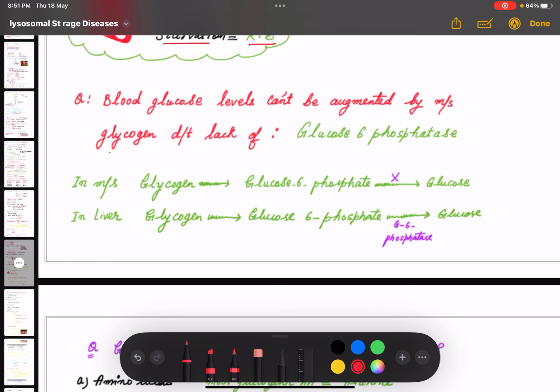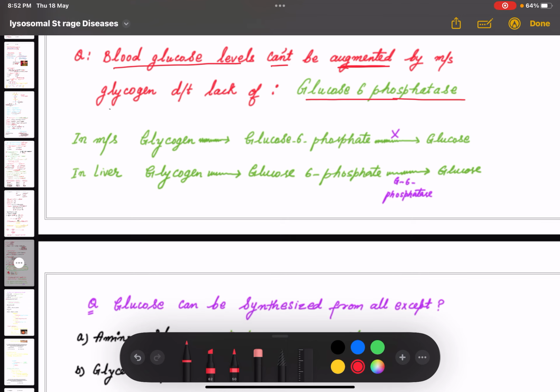See this question, guys. Blood glucose levels cannot be augmented or maintained by muscle glycogen due to lack of what? Why is the muscle glycogen not going to maintain the blood glucose? It is due to lack of glucose 6 phosphatase in the muscles. In our liver we have glucose 6 phosphatase, but in muscles we don't have glucose 6 phosphatase. That's why muscles are not going to maintain the blood glucose level.